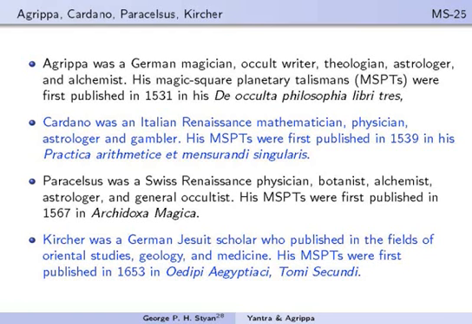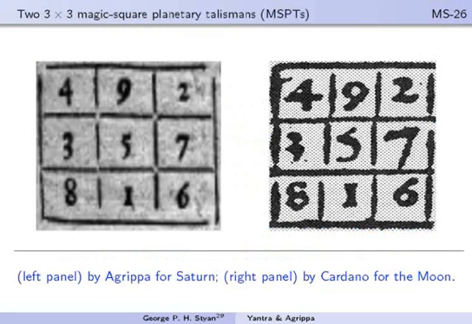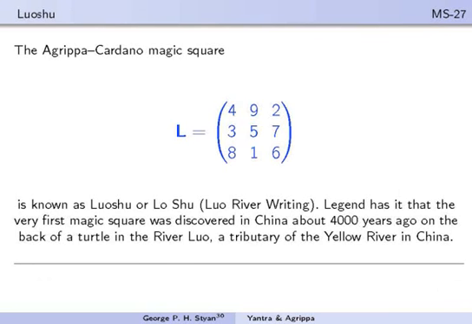We'll concentrate on the magic squares of Agrippa and Cardano, and here you see the 3x3 taken from the original works by Agrippa in the left panel and Cardano in the right panel. The left panel by Agrippa was dedicated for Saturn, and the one on the right was dedicated for the Moon. The Agrippa-Cardano magic square, as I've already mentioned, with the 492 on the top row, is the classic Luoshu magic square, or Luo River writing.